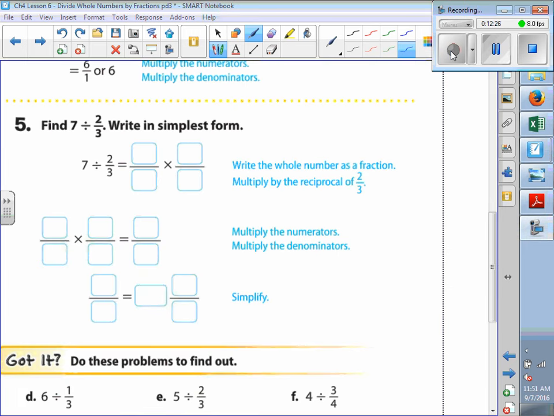Alright, so we're going to find 7 divided by 2/3. Now remember, when we divide fractions, what do?